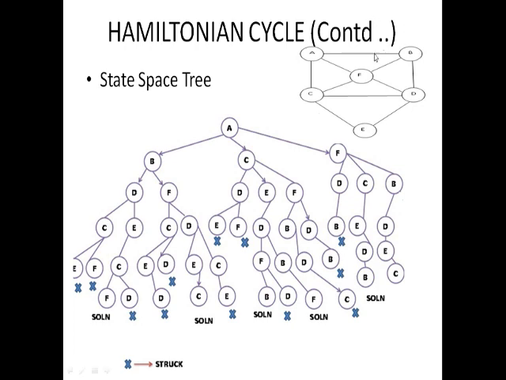A, B, F, D, E, C. So we got a solution A, B, F, D, E, C. The C node should be reconnected to A, and as per the concept of Hamiltonian cycle, no node is revisited and all the nodes are visited, and the starting node is the ending node. So we got a solution.